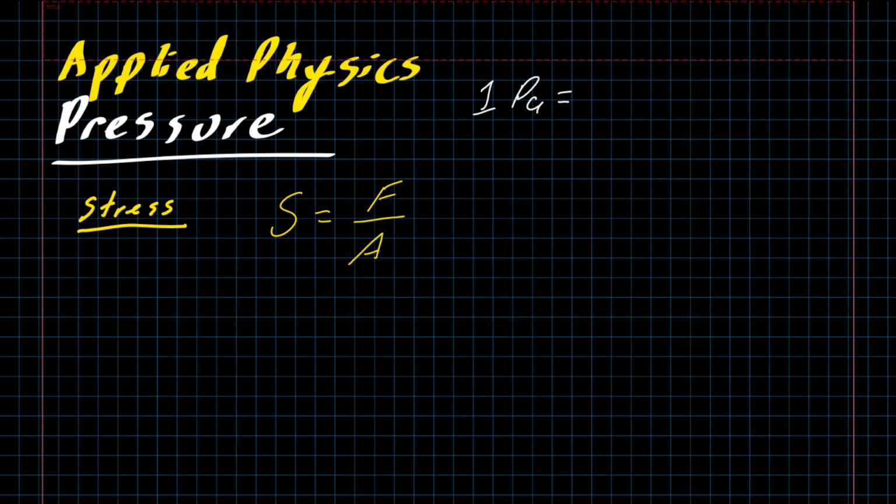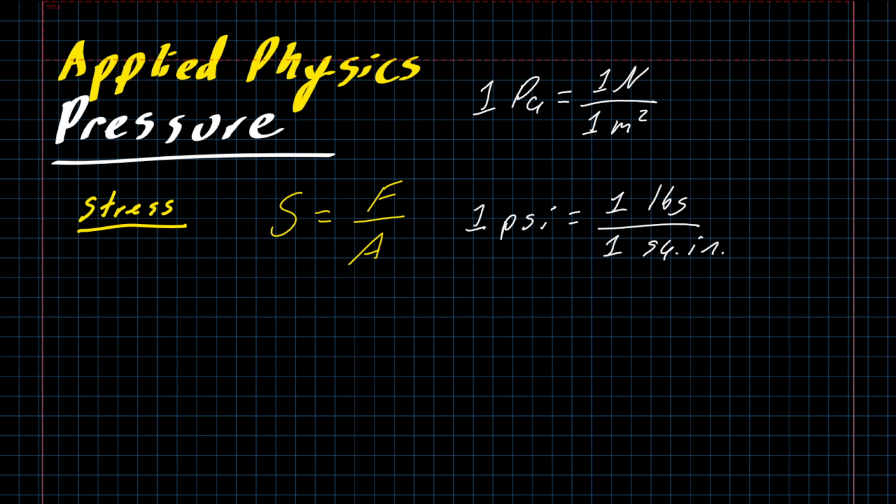Force is measured in newtons. Area probably makes the most sense to measure in square meters, so 1 pascal is 1 newton divided by 1 square meter. In the US customary system, it is much more common to measure stress in pounds per square inch, PSI. I don't even know if this counts as a definition, but pounds per square inch: take pounds, divide by square inches.